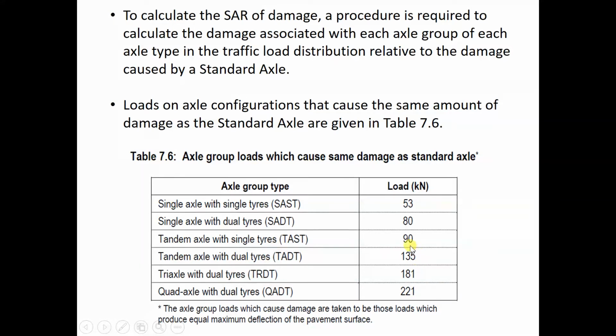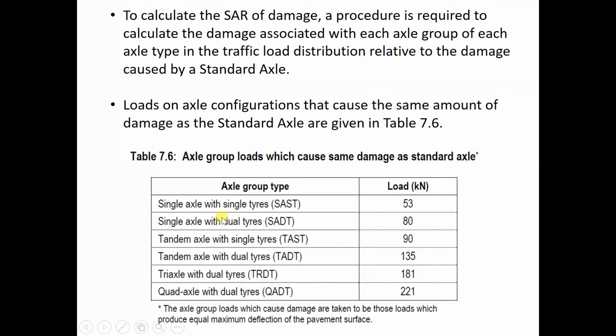the loads applied through one group of axles. Each one of them, this one just 1 axle, and then 2 axles, 3 axles, 4 axles. In this group, 4 axles, the loading is 22.1 tons.